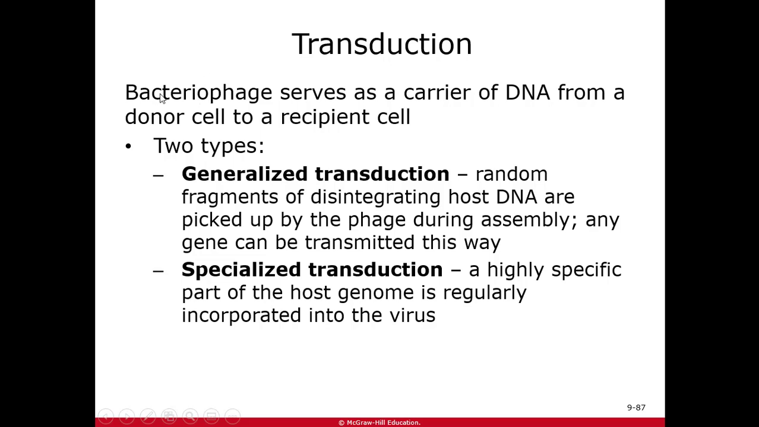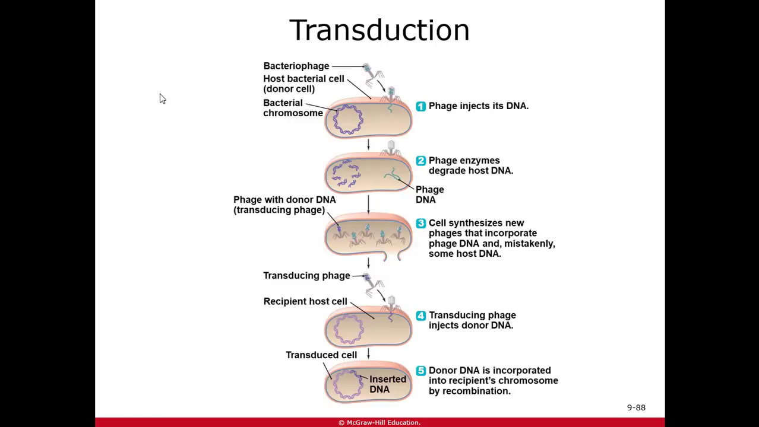Now there's two types. Generalized transduction kind of just means we're going to pick any random sequence of DNA and move it. Specialized, we're going to pick a very specific strand of DNA and move it. But here's how we're going to use that virus. So here's a bacteriophage, a virus, that's going to infect this bacteria. And when it does that, the virus injects its own viral DNA into this bacteria. Now, it's hijacked the bacteria, and the bacteria has now become a virus-producing factory.